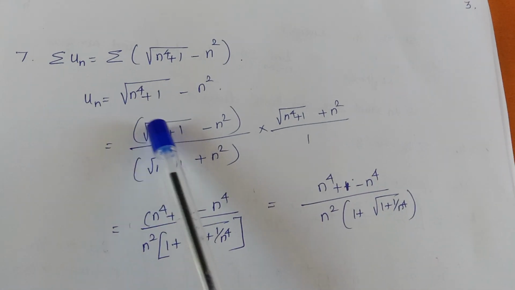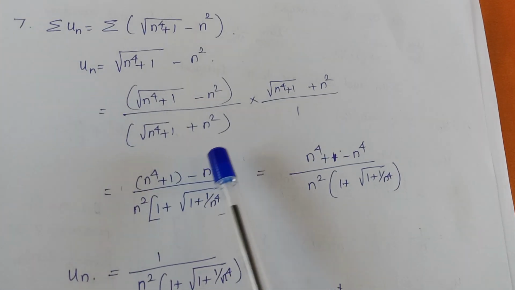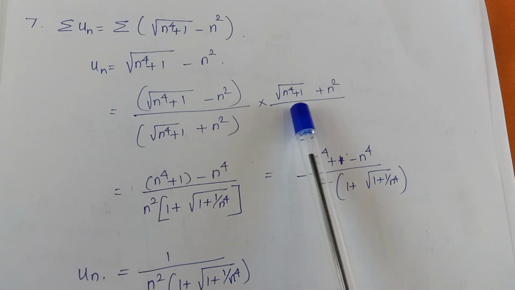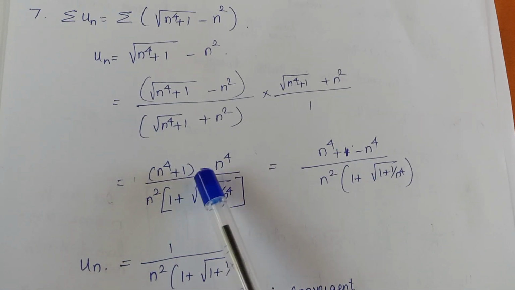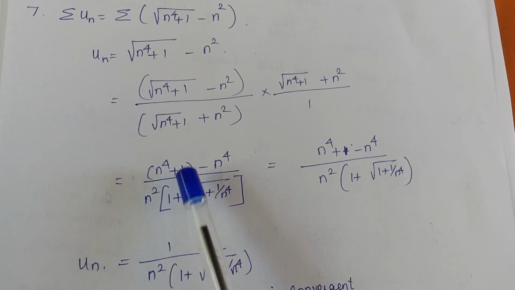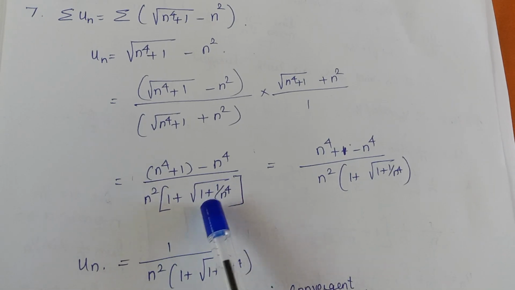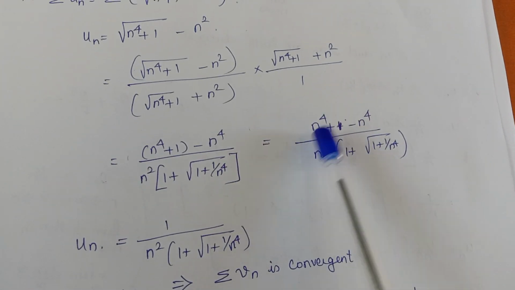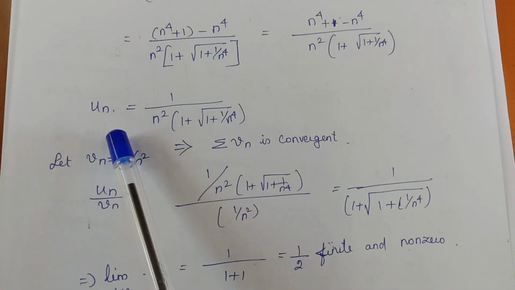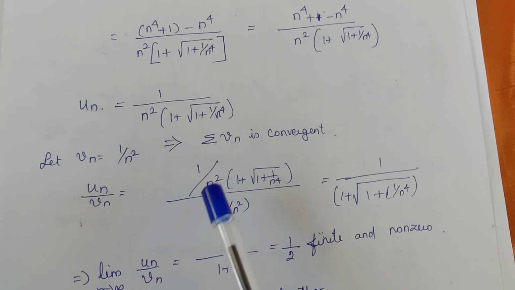un equals square root of n power 4 plus 1 minus n square. Now multiply and divide by root of n power 4 plus 1 plus n square. So what you have is n power 4 plus 1 minus n power 4, by, in the denominator, you take n square outside. So this will be 1 plus square root of 1 plus 1 by n power 4. So in the numerator, n power 4 will get cancelled. You will simply get 1 by n square into 1 plus root of 1 plus 1 by n power 4.